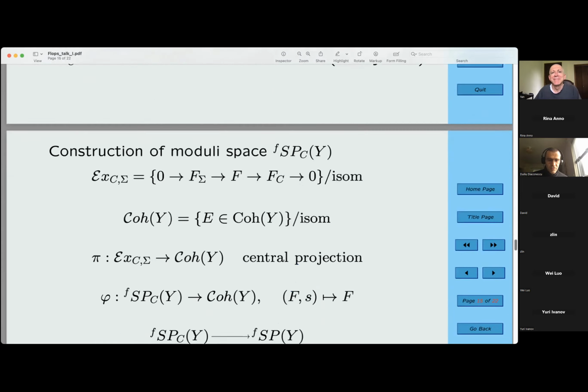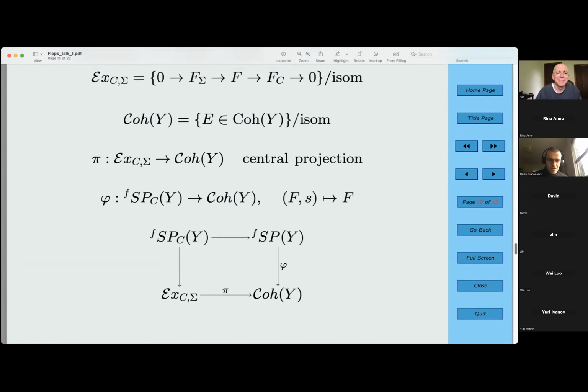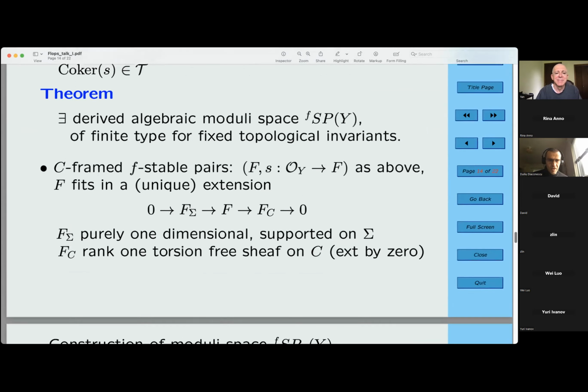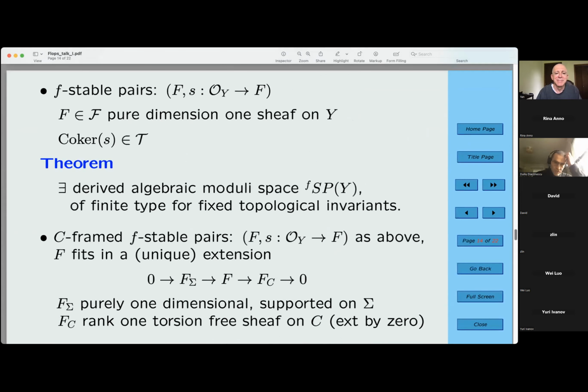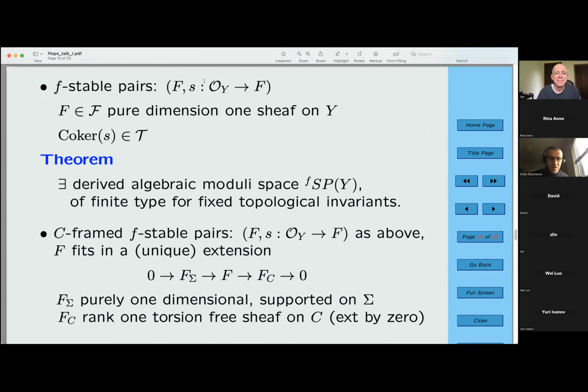So the so-called C-framing condition is right here. So these are stable pairs. A stable pair is a pure dimension one sheaf with a section satisfying a condition. F has to be torsion free, and F is pure of dimension one. So it's a torsion sheaf.